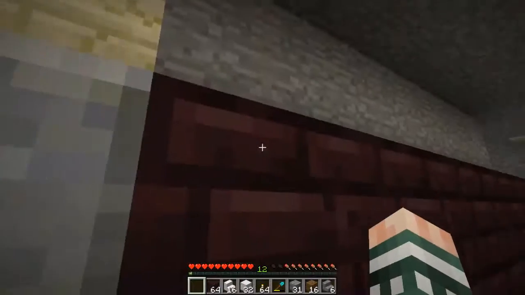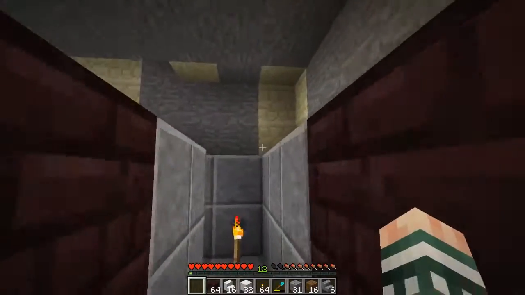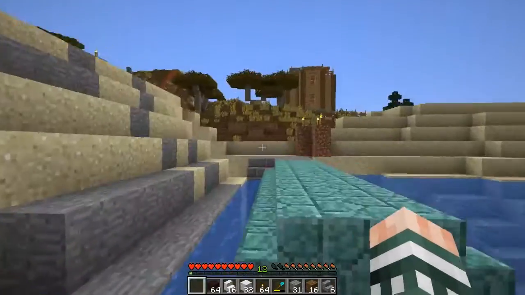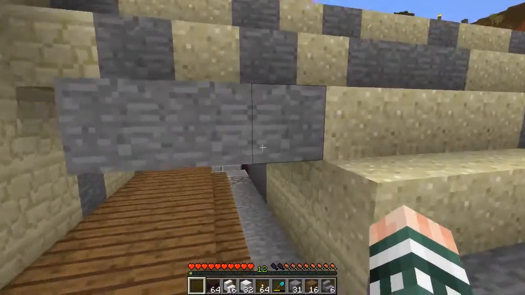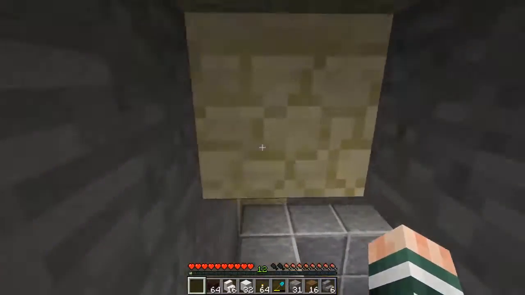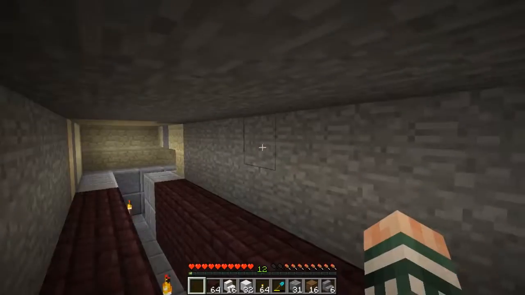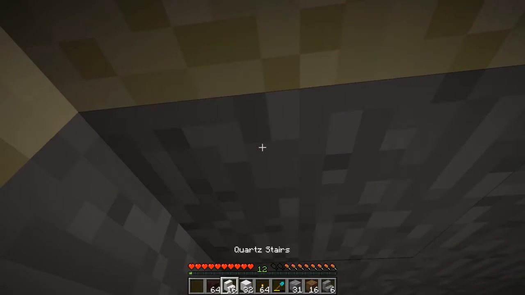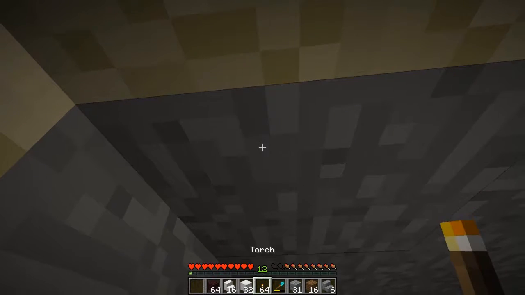Now, on top of this, though, we will be using quartz, because I want something, of course, contrasting. And a good contrast with nether brick, I think, should be quartz. But I'll need a little bit extra headroom if I'm going to do that.